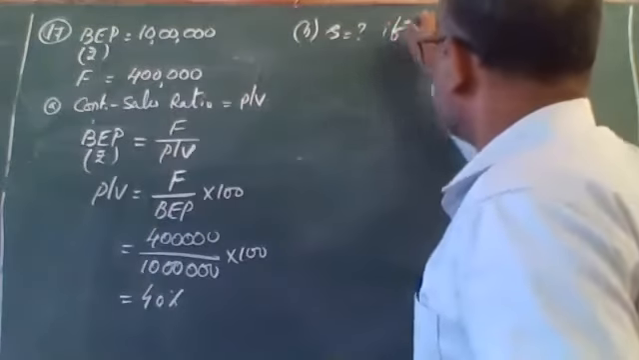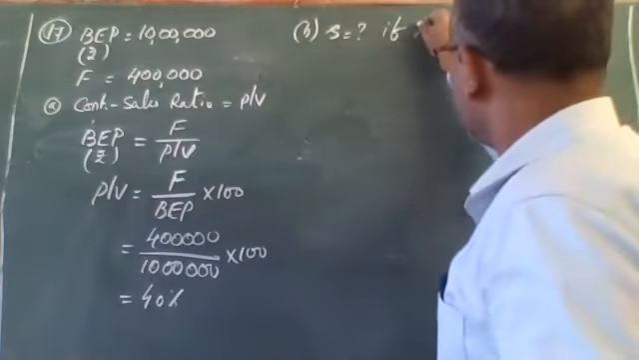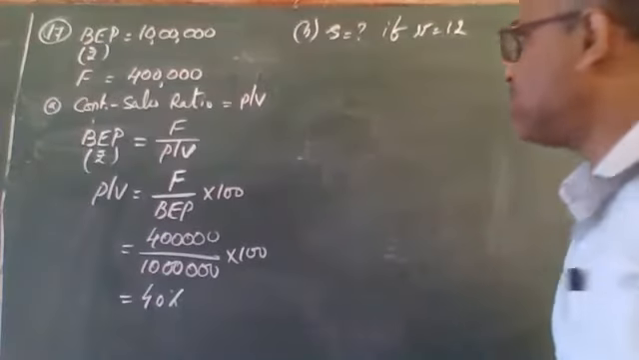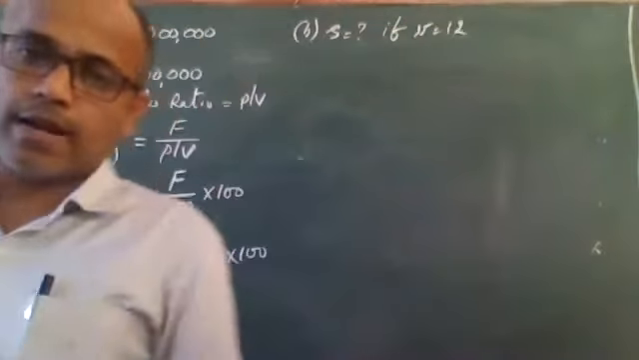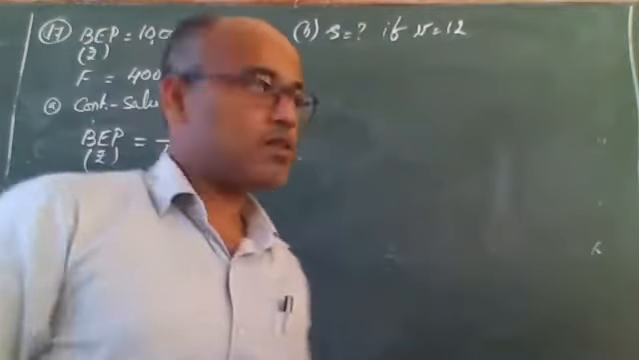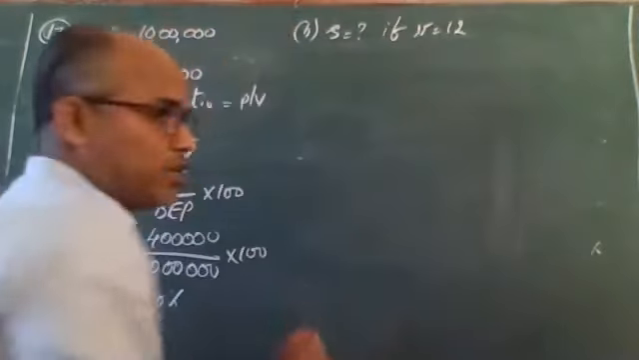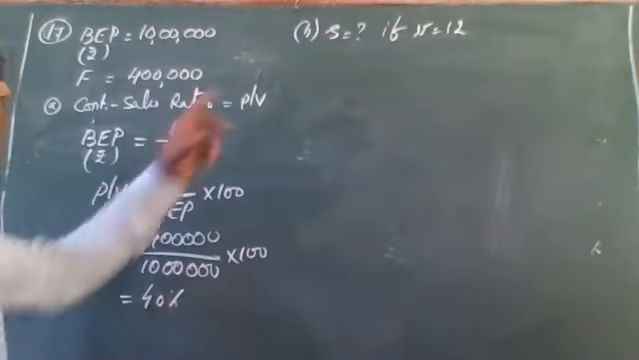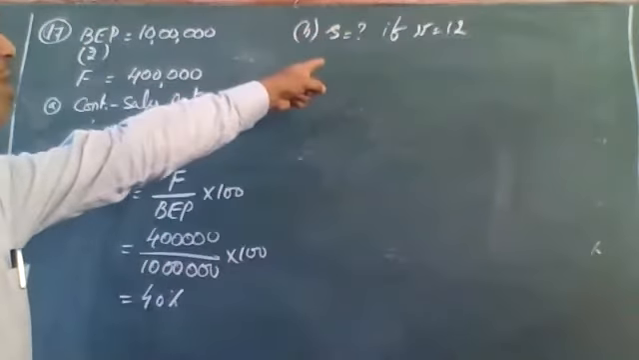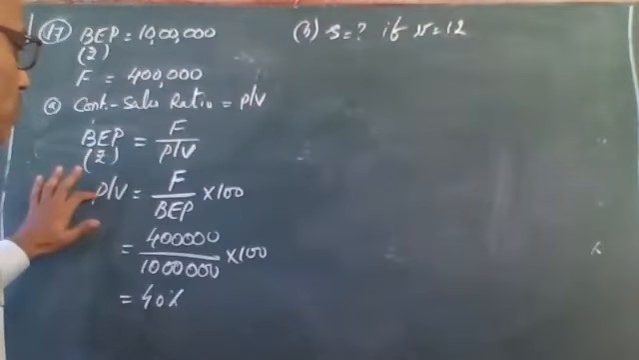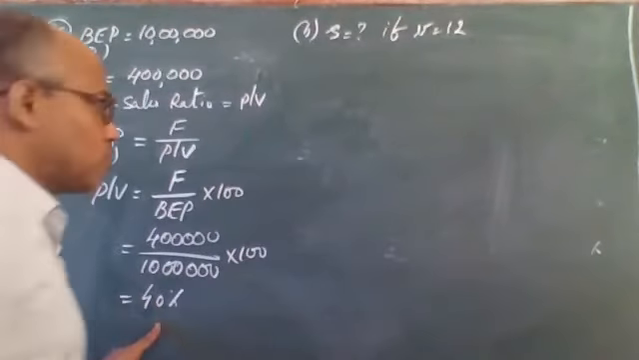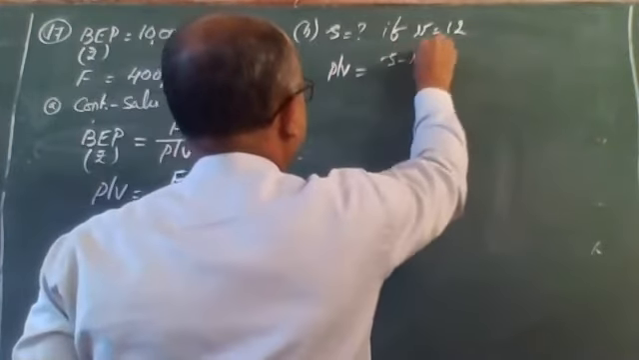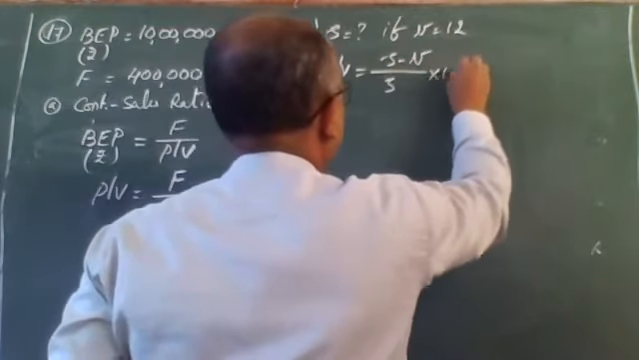If the selling price per unit is how much? If the variable cost per unit is 12. So I have been given small v and I have been asked to calculate capital S. Which formula should I use? S minus v gives you contribution. Contribution upon sales gives you PV ratio. I already have the PV ratio, so I will take the help of PV ratio here. It is S minus v by S into 100.